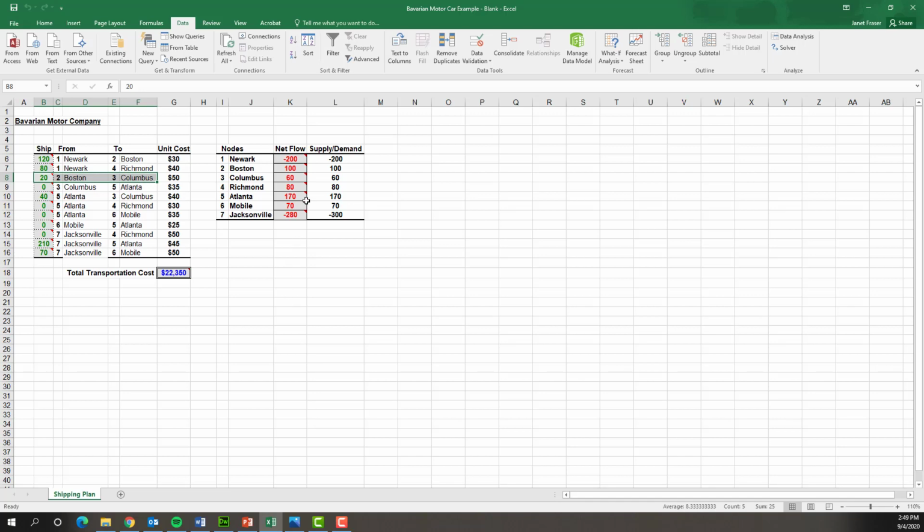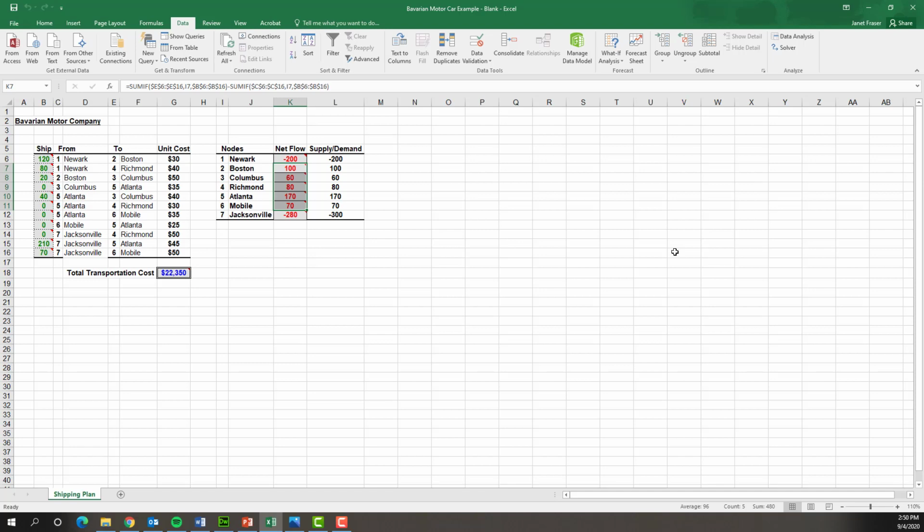And what we see in our constraint cells is that we successfully satisfied demand for all of our vehicles in Boston, Columbus, Richmond, Atlanta, and Mobile. Even if those vehicles may have come originally from different ports and different nodes, because, for example, Columbus received 20 vehicles from Boston and 40 from Atlanta to satisfy its total demand of 60 vehicles. I don't know about you, but I think this stuff is pretty cool.